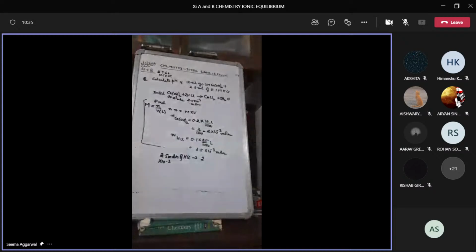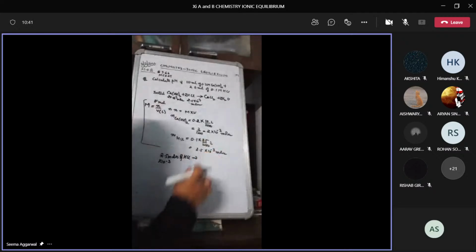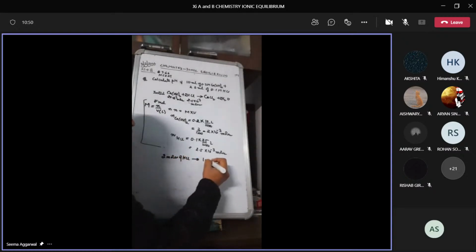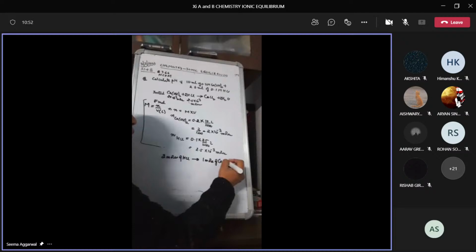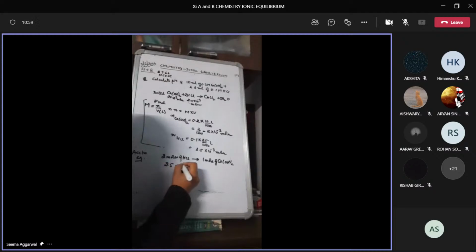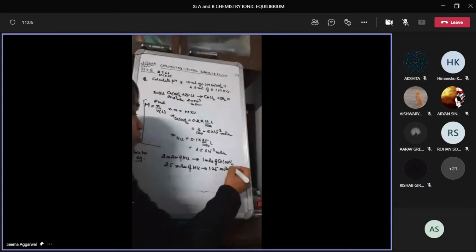Okay. If I am taking 2.5 into 10 raised to power minus 3 moles of HCl, they will react with half amount. What we know is that there is a limiting reagent here. 2 moles of HCl react with only 1 mole of calcium hydroxide according to the balanced equation. So if I am taking 2.5 moles of HCl, it will react with 1.25 mole of calcium hydroxide.